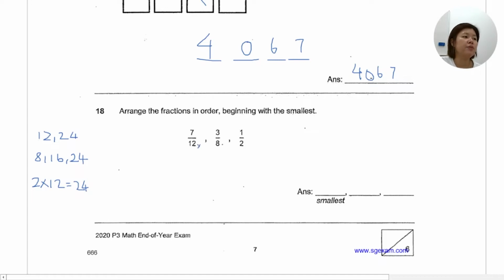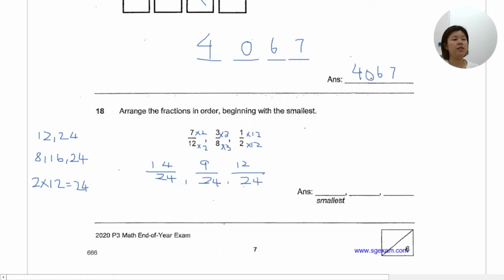So this one times 2, this one times 3, and this one times 12. So it becomes 14 over 24, 9 over 24 and 12 over 24. So the smallest is 3/8, followed by half and 7 over 12.